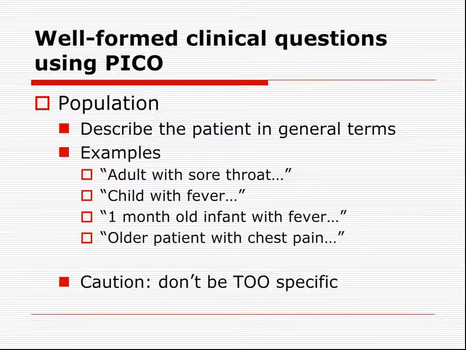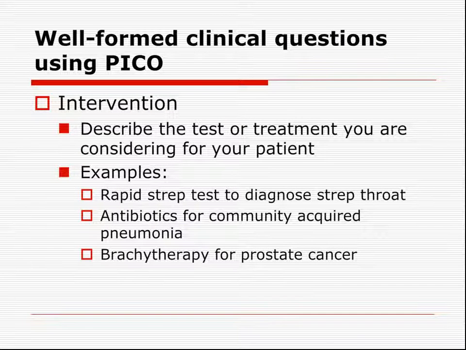Examples in the clinical setting would be an adult with sore throat or a child with fever or a 1-month-old with fever. Don't be too specific. You don't want to be asking questions about right-handed, blue-eyed people with fever for 3 days and cough for 2 days. You're never going to find studies for that specific group. So it should be narrow enough to be useful, broad enough to be realistic.